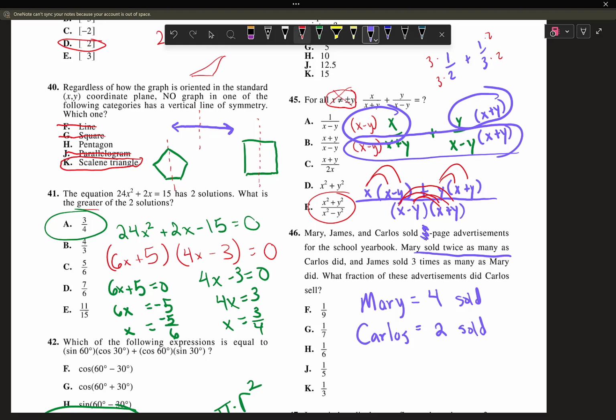Then the problem also tells us James sold 3 times as many as Mary did. So James is 3 times 4, so James sold 12. What fraction of these advertisements did Carlos sell? Carlos sold 2 out of 12 plus 2 plus 4, which is 18. So Carlos sold 2 out of 18, which reduces to 1/9.